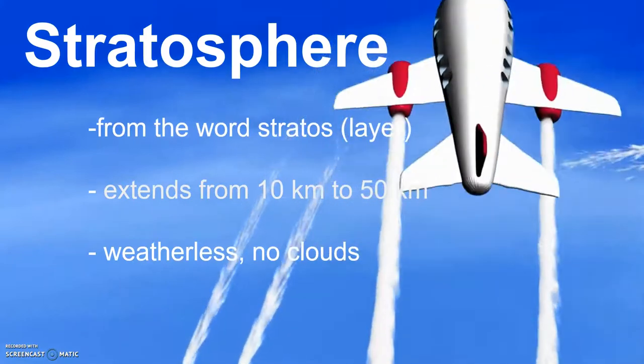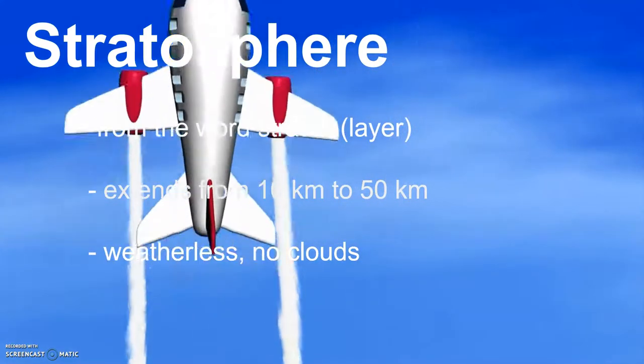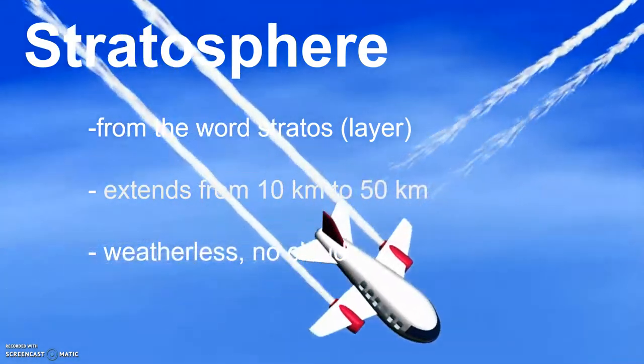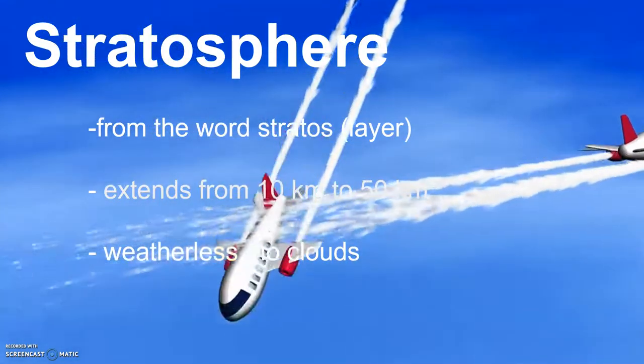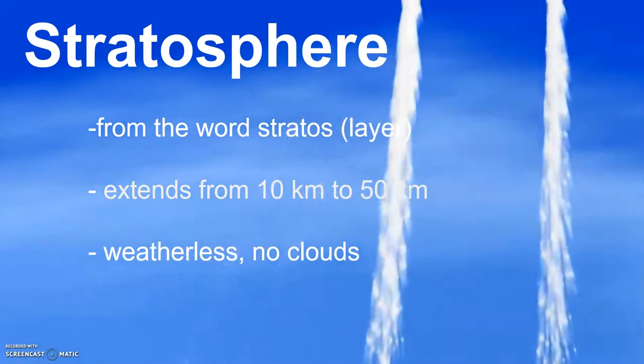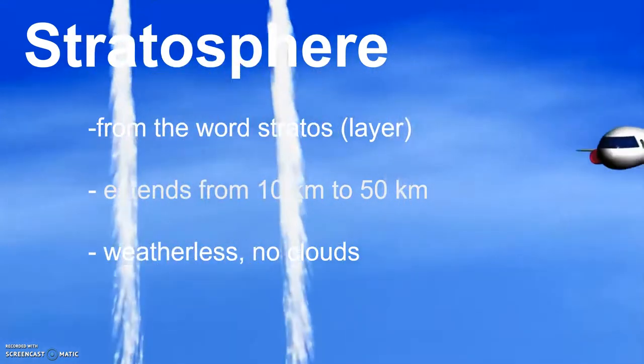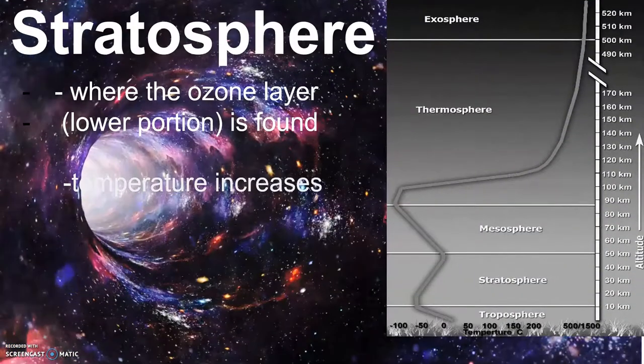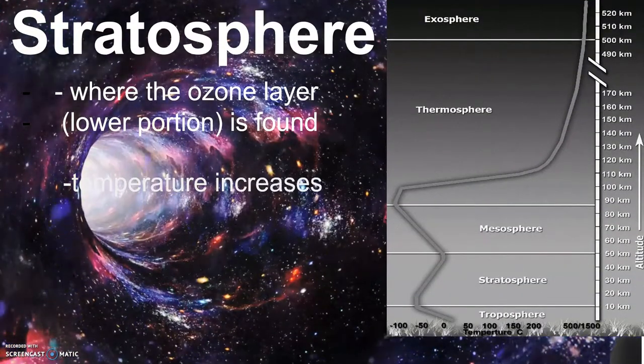And let's proceed to the second layer. It's from the word stratos, meaning layer. There's another layer here in this layer, and it extends from 10 kilometers to 50 kilometers. It is weatherless, no clouds as you can see in the screen. And another feature is the jet.